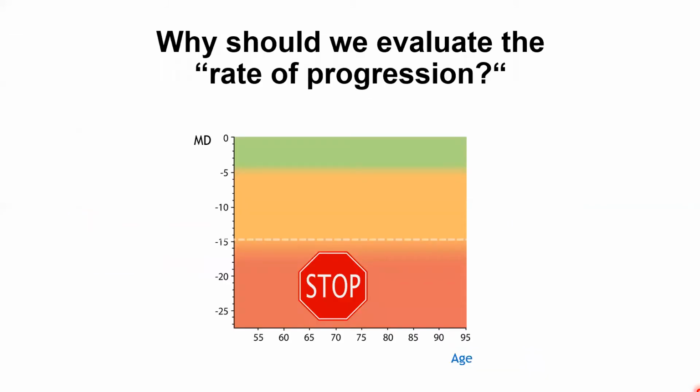Why should we actually evaluate the rate of progression? It's because every glaucoma progresses, but the question is how fast the progression is. Without treatment, we are trying to save the visual functions of our patients as long as possible. And in terms of visual field, we want to prevent a significant visual field loss under -15 dB, which was defined to significantly reduce the quality of life in glaucoma patients.